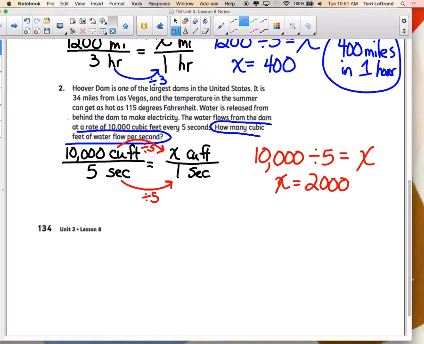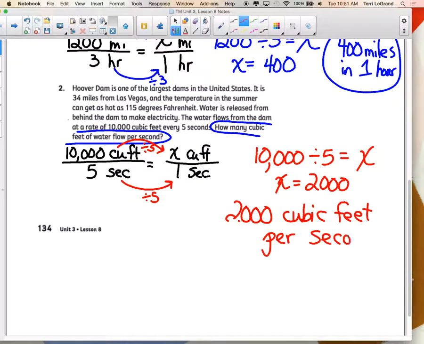Okay, how are we going to finish this answer now? What are we going to say? Sammy? 2,000 cubic feet per second. Now we're going to write out the words, cubic feet per second. There's our final answer. It's a unit rate. It tells us the water is flowing at that rate, 2,000 cubic feet every second.